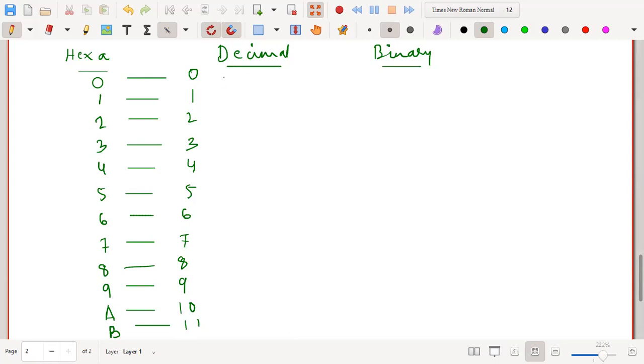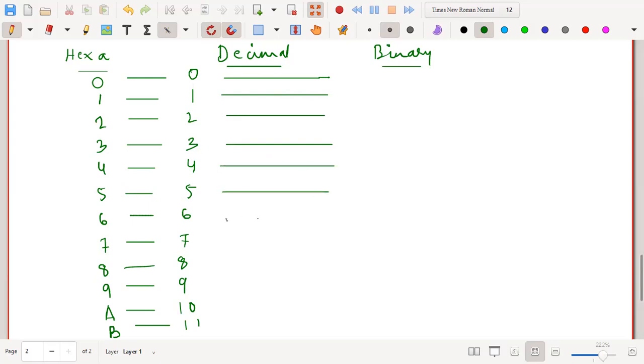Now you write down the equivalent. Whenever you are writing octal, you write it by 3-bit binary information. So whenever you are writing hexadecimal, you have to write it by 4-bit binary. Every single digit will have to be represented by 4 bits. So that means it is the 8421 code again. So we'll just have to use this 8421 code.